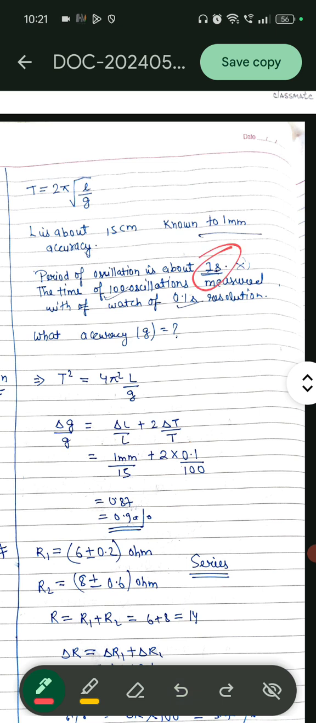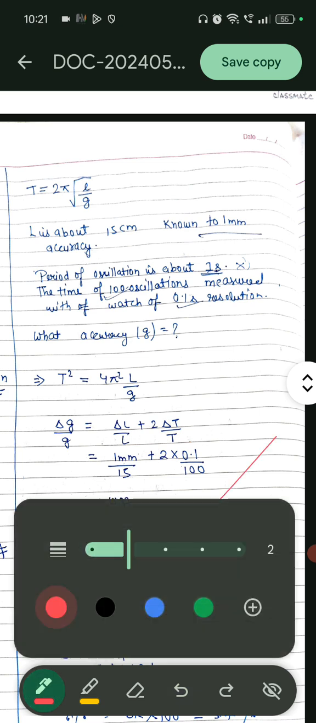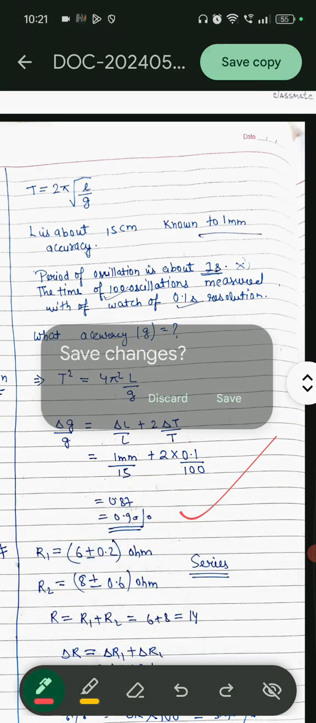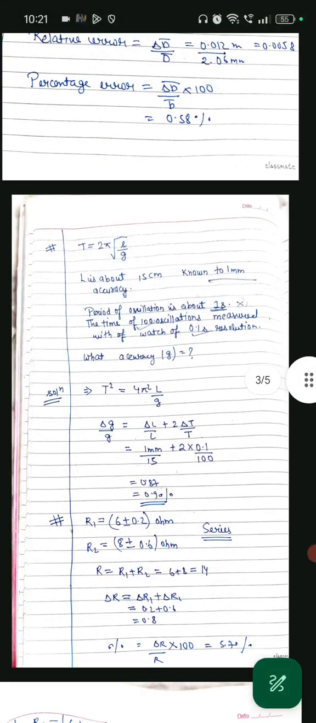So it is a fear of examination that you will do a mistake. So don't do this mistake. Don't calculate this 1 minute, calculate this. Okay, now move to a next question.